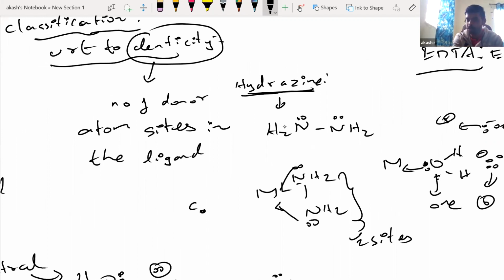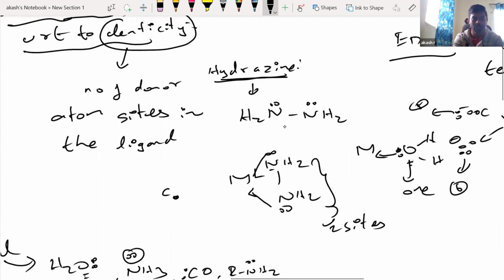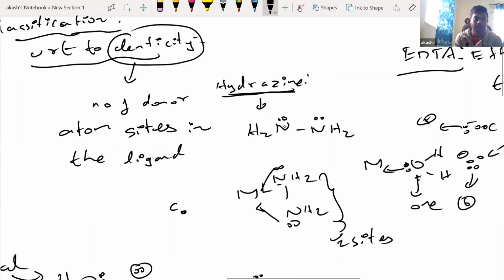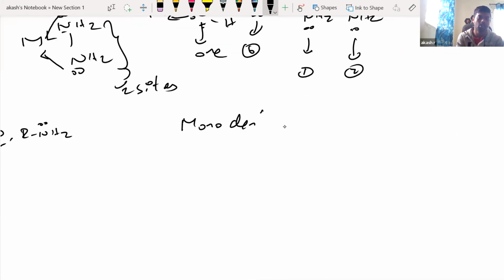Right, so you can have only 1 donor site, 2 donor sites, 3, 4, 5, 6 donor sites. The maximum, I think, is 6. So the maximum is 6 and the minimum is 1 donor site. Based on that, let me write this down, you can have something called a monodentate ligand, which has only a single donor site.